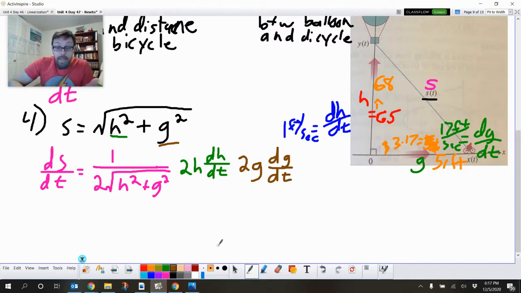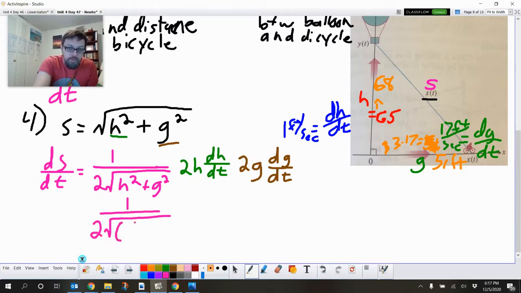All right. Now we've got this big gross function, but we actually know almost all this stuff. The one thing that we don't know is ds over dt, but that's okay. That's what we were looking for in this thing. So start plugging in some numbers. So we get 1 over 2 square root, a couple things squared. Our height at the moment that we're interested in, the height of the balloon at that time, is 68. The ground distance of our bicycle at that time is 51.